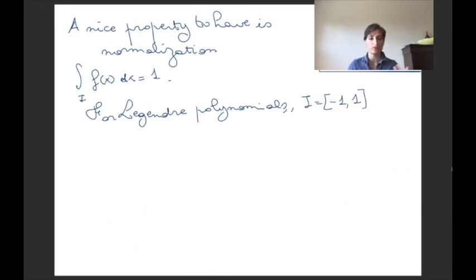About this extra constant, a nice property when you're looking at a function is that their integral is equal to 1. For the Legendre polynomial, the integral is computed on the interval -1, 1. So we multiply the Legendre polynomial by a value in such a way that their integral satisfies this condition.